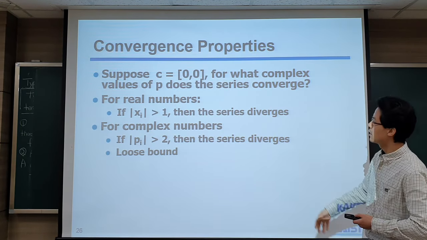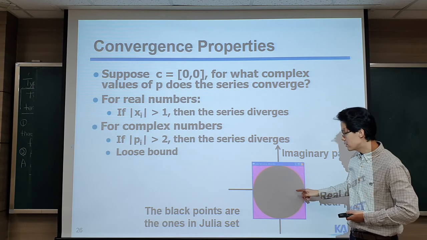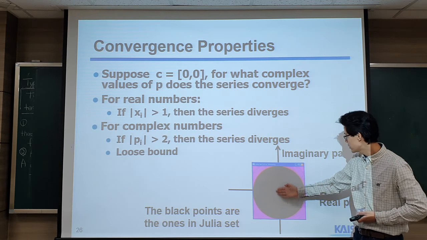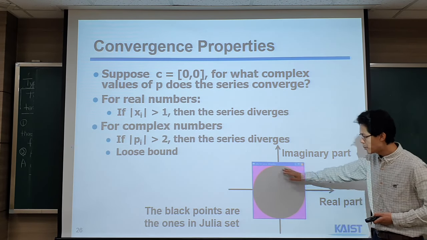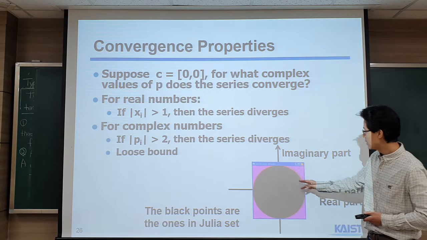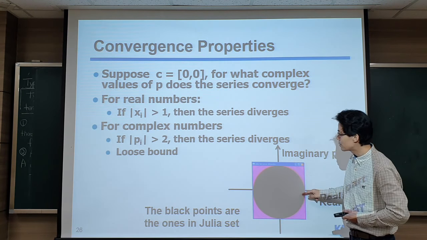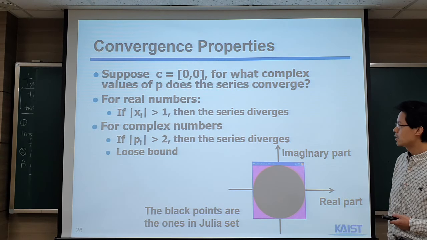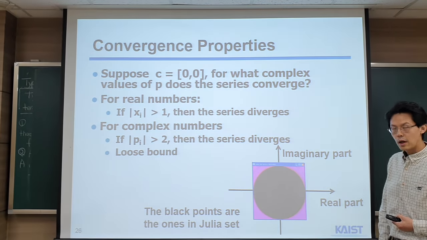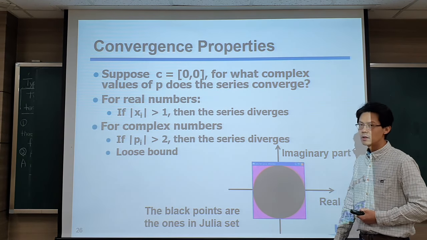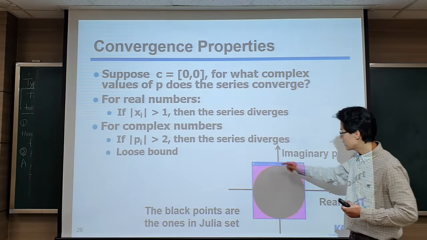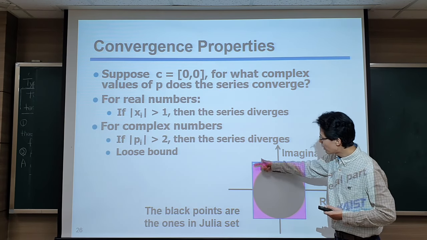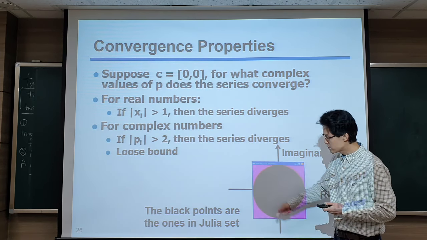In this case, this corresponds to the real part, and this corresponds to the imaginary part, and the black points are the ones in the Julia set. Basically the points within this region, with magnitude less than this, converge, and we assign them a black color. But what we are actually interested in are the other numbers that are not in the Julia set, and we want to visualize those regions.